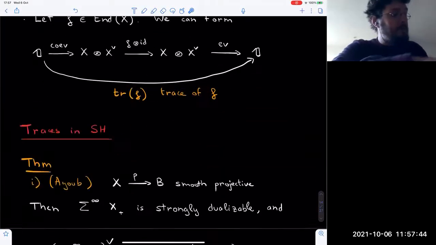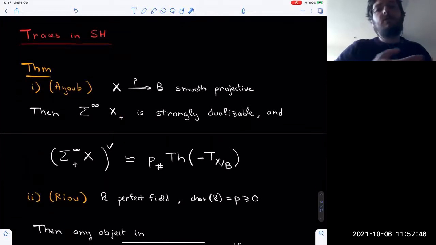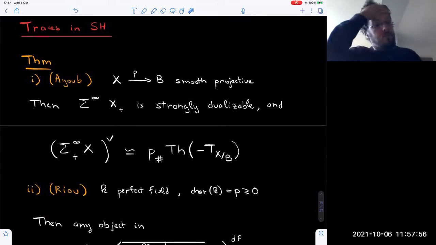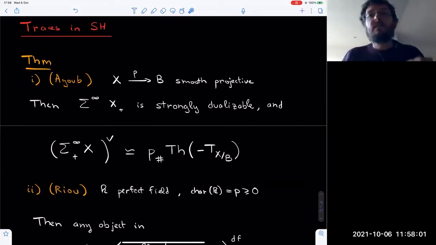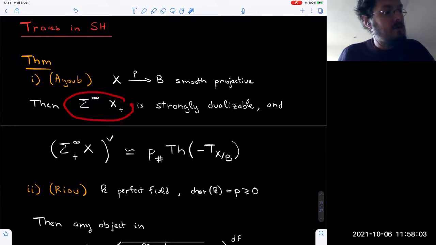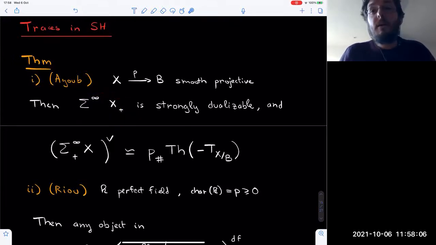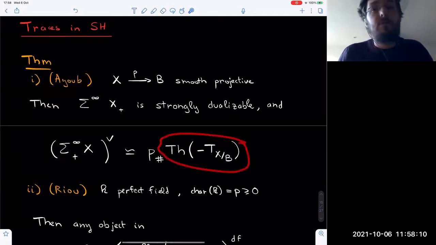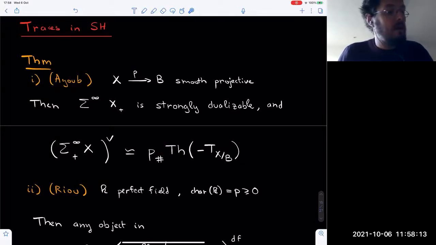This composite is an endomorphism of the unit object, and it's what's called a trace of f. Now if you apply this in SH, you need some strongly dualizable objects, so let me tell you what happens in SH. The first result is that if you have a smooth projective morphism over the base, then the resulting object in SH, this suspension spectrum, is strongly dualizable. The dual is in fact given by one of these inverse Thom spaces. This is why it's important that the Thom spaces are invertible for the smash product.